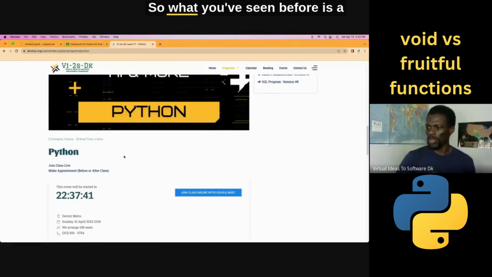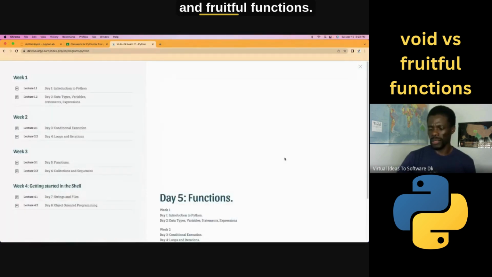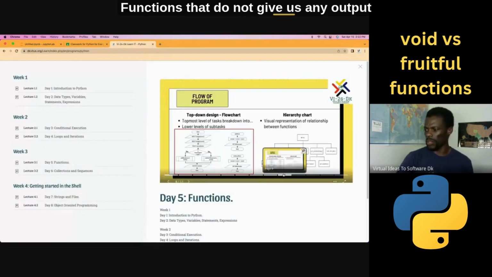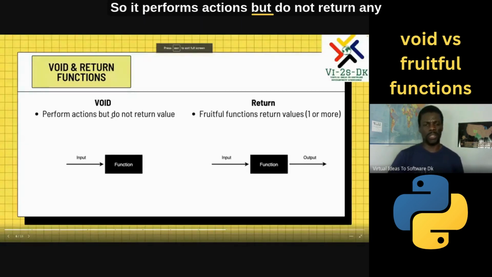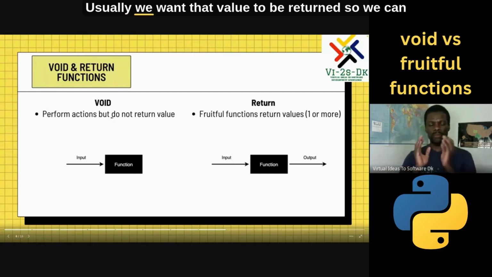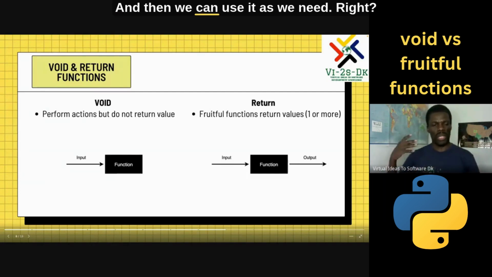But yeah, so what you've seen before is the difference of void functions and fruitful functions. Functions that do not give us any output are known as void functions, right? So it performs actions but does not return any value back to us. Usually we want that value to be returned so we can assign it to a bucket. We can assign it to a variable, and then we can use it as we need, right?